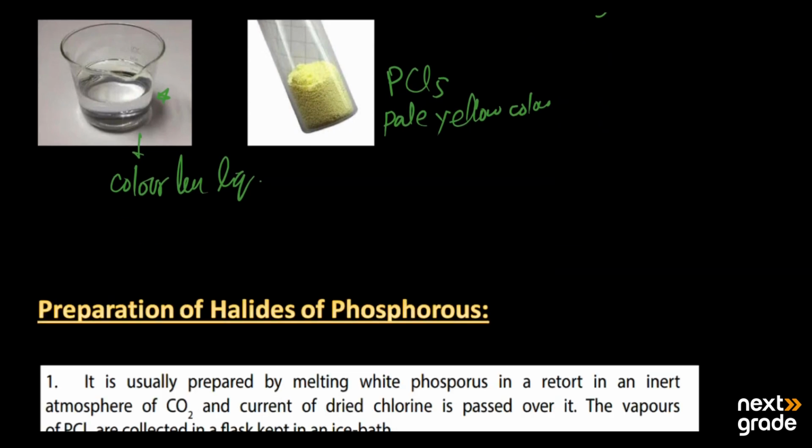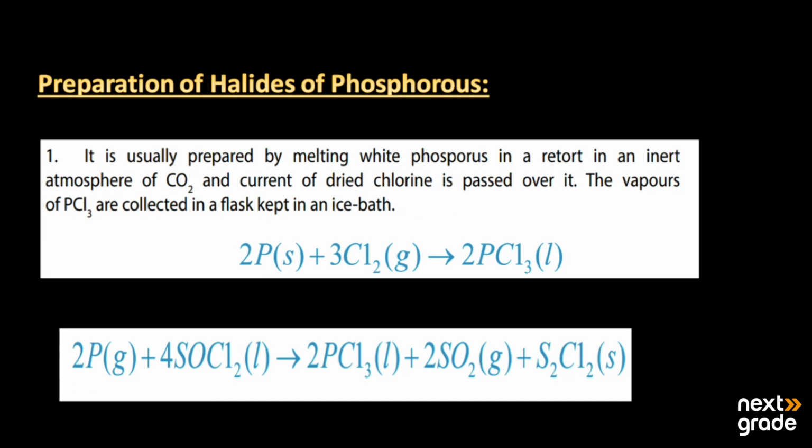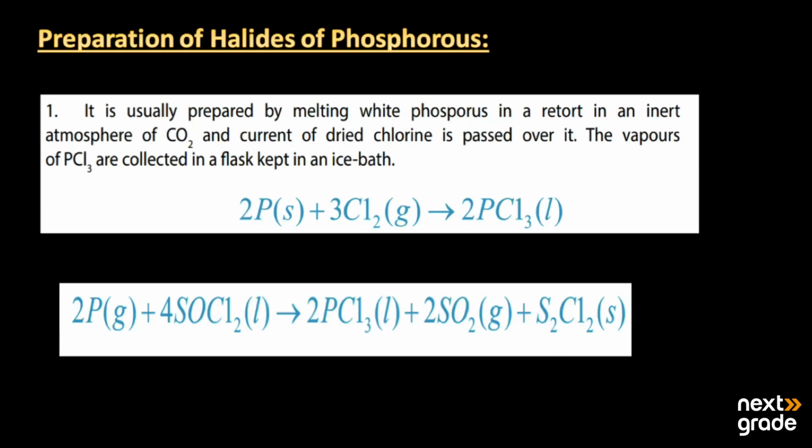Now, how do we prepare these halides? By simple methods, let's have a look. The first method for the preparation of the halides of phosphorus is the use of phosphorus with a simple halogen. It is usually prepared by melting white phosphorus in a retort in an inert atmosphere of carbon dioxide, and a current of dried chlorine is passed over it. So it has to mix with the chlorine.